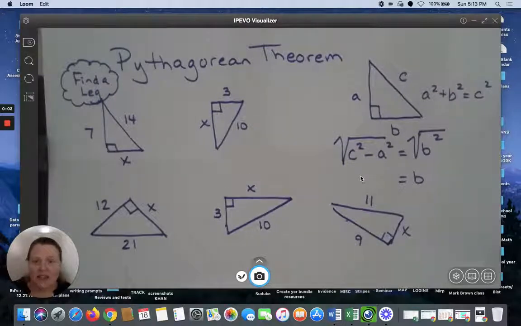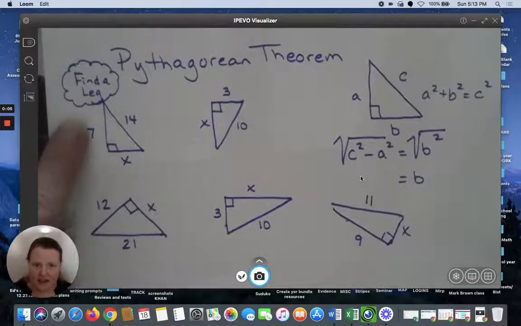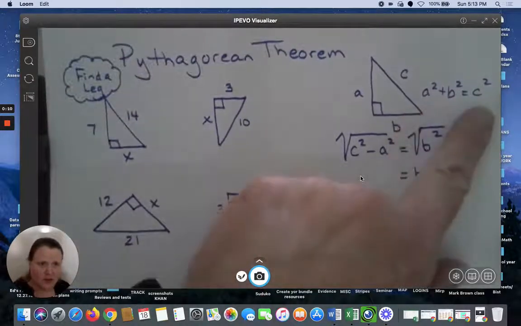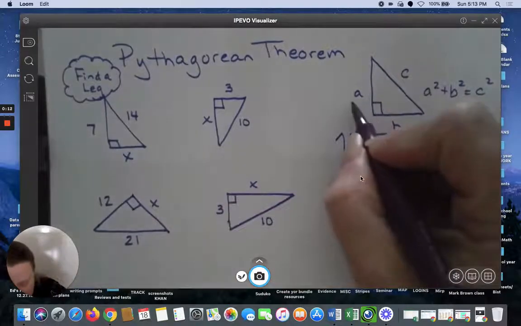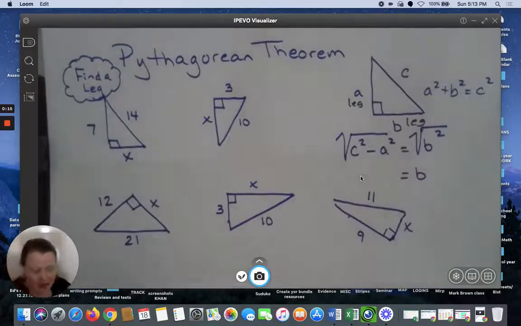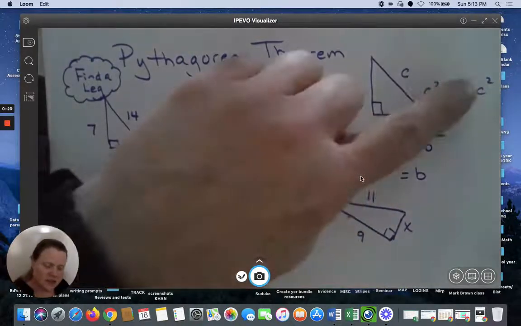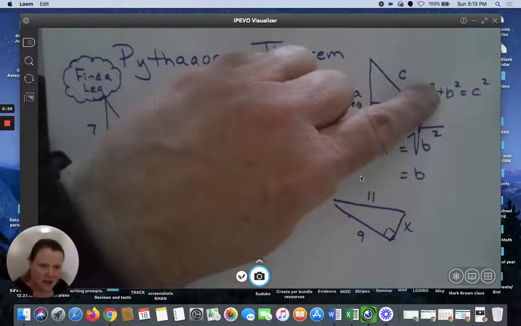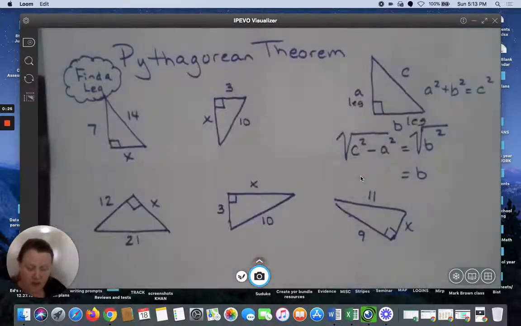In this video, we're going to talk about the Pythagorean theorem when we're looking to find a leg. So our formula again is a squared plus b squared equals c squared, where you know that either a or b is the leg. And so I've written the formula here. We're going to work it backwards. We're going to take the c squared that we know. We're going to subtract the leg that we know.